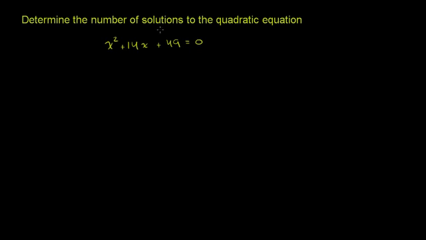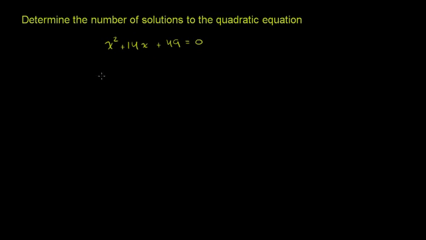Determine the number of solutions to the quadratic equation x squared plus 14x plus 49 is equal to 0. And there's a bunch of ways we could do it. We could factor it and figure out the values of x that satisfy it and just count them. That'll be the number of solutions. We could just apply the quadratic formula. But what I want to do here is actually explore the quadratic formula and think about how we can determine the number of solutions without even necessarily finding them explicitly.